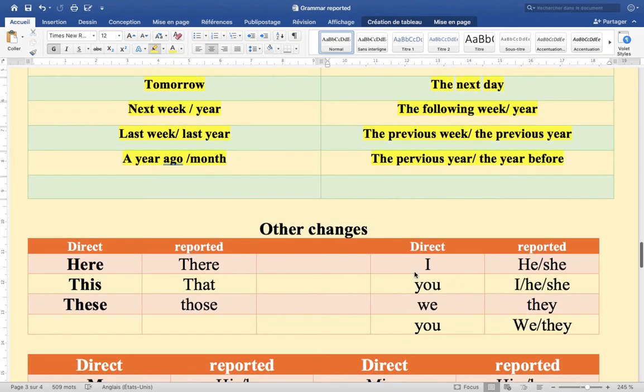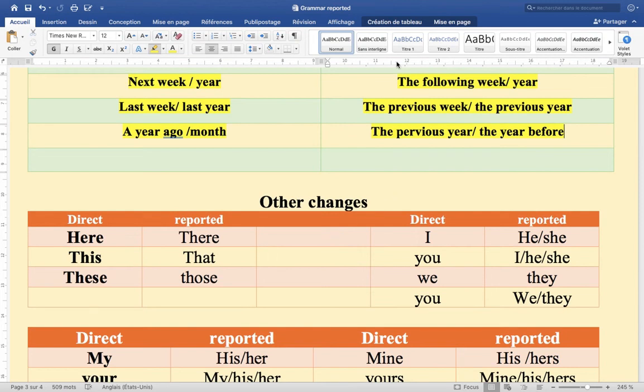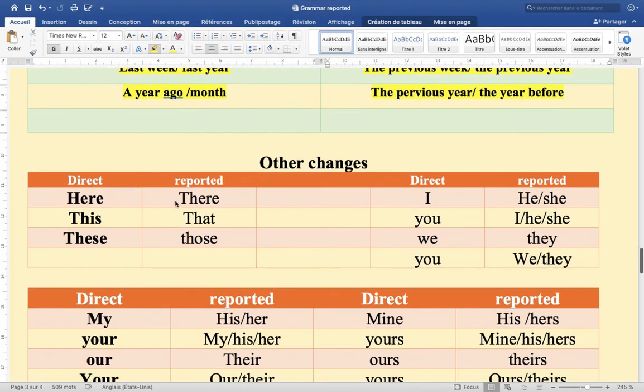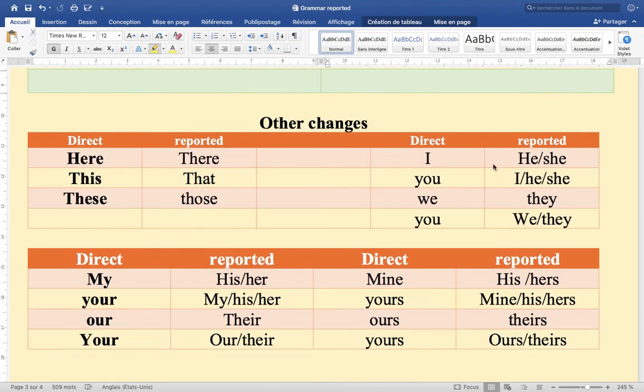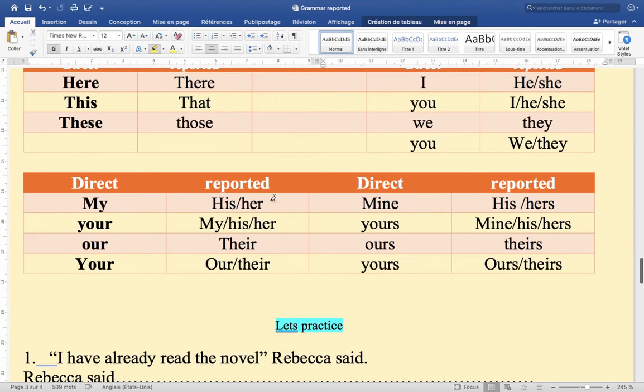So we have other changes that happen in the pronouns. We have here, there, this, that, these, those. In direct, when we have here, we are going to put there in indirect. This, that, these, and those. When we have I, we can say he or she. When we have you, we can say I or he or she. We, they, you, we can put we or they, etc. Then we have my, his or her, your, my or his or her, our, their, your, our or their, mine, his, hers, yours, mine, his or hers, ours, theirs, yours, ours, and theirs.